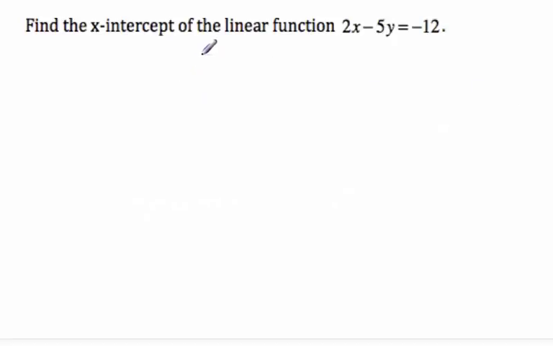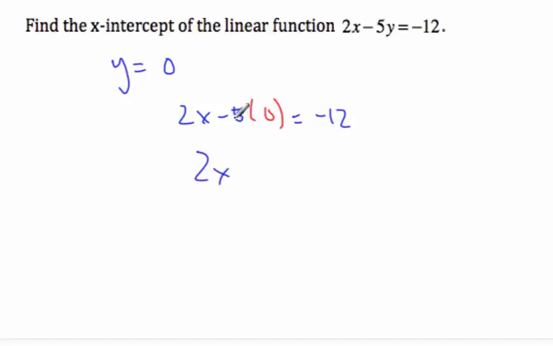So let's try an actual example. Here we have a problem. We want to find the x-intercept of this linear function. If I want to find the x-intercept, what do I do with y? I set it to 0. Great, and so we plug it in. So I go 2x minus 5, and we plug in 0 for our y value. And then we solve here. So 2x minus 0 is 0 equals -12 divided by 2, and I get x to be -6. And so my x-intercept is -6, 0.